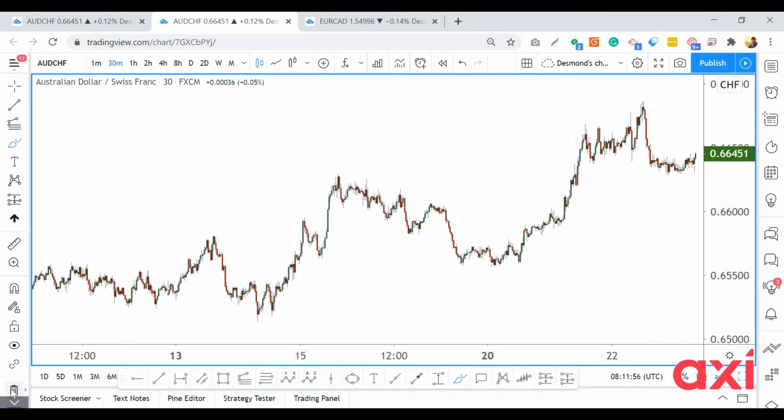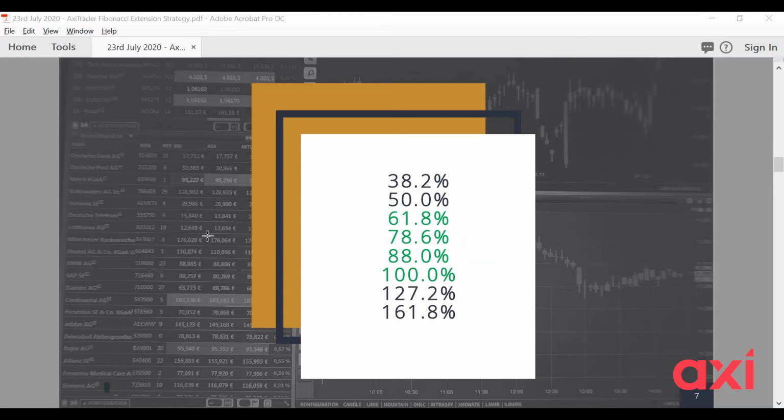I'll be testing you guys a bit, asking you guys questions a little bit later. But before we jump into that, these are the important Fibonacci extension levels I want to share with you, right? 61.8, 78.6, 88, and 100%. These four, all of the Fibonacci extension levels there are valid, okay?